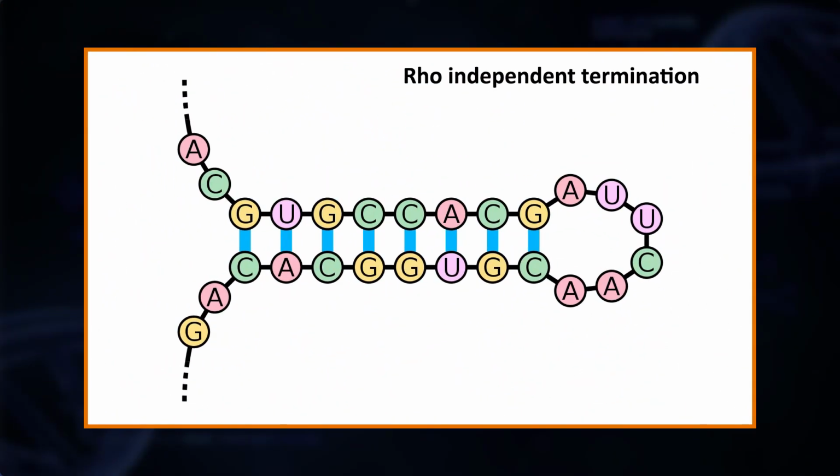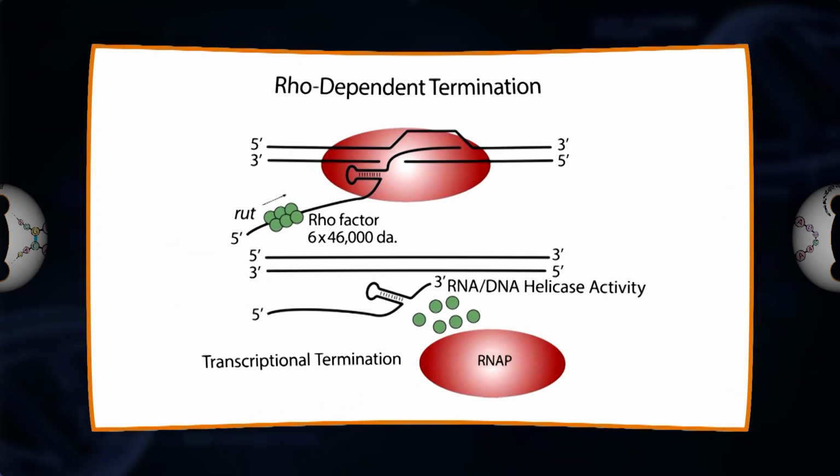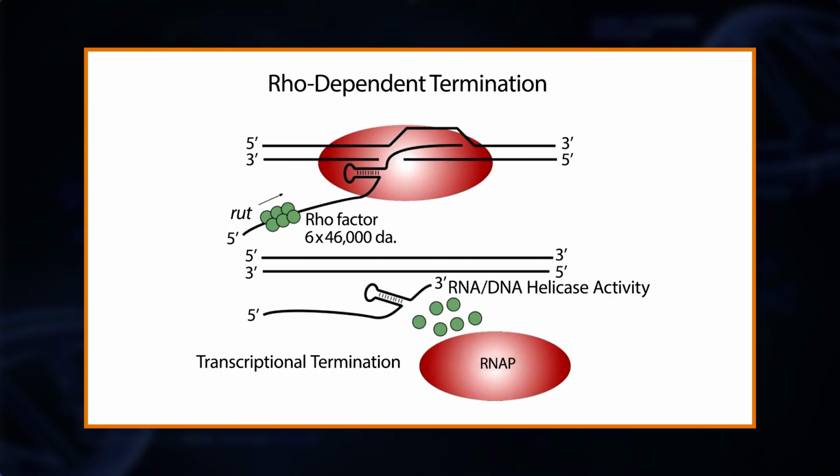In Rho-independent terminators, inverted repeat sequences are transcribed that can then fold back on themselves in hairpin loops, causing RNA polymerase to pause and resulting in release of the RNA transcript. On the other hand, Rho-dependent terminators make use of a factor called Rho, which actively unwinds the DNA-RNA hybrid formed during transcription, thereby releasing the newly synthesized RNA chain.